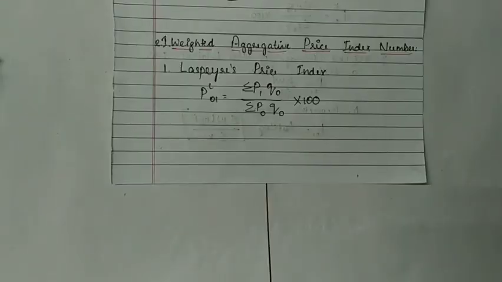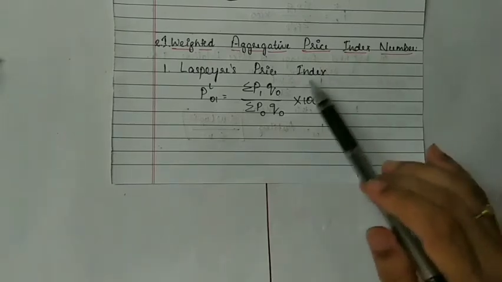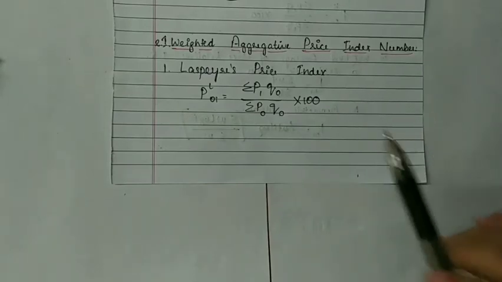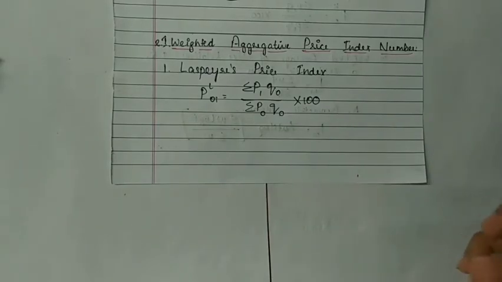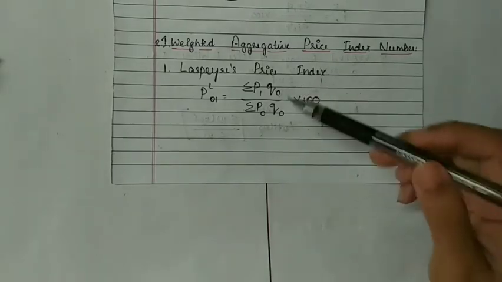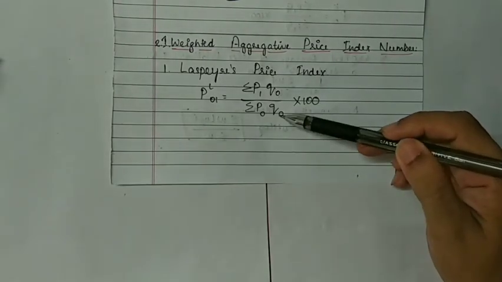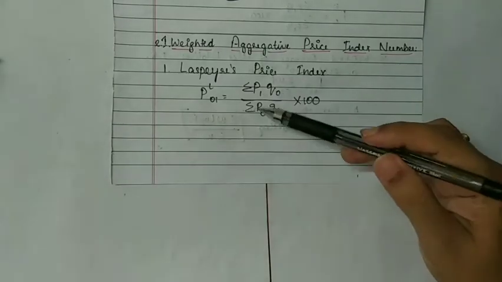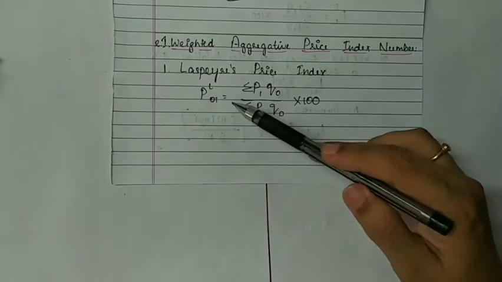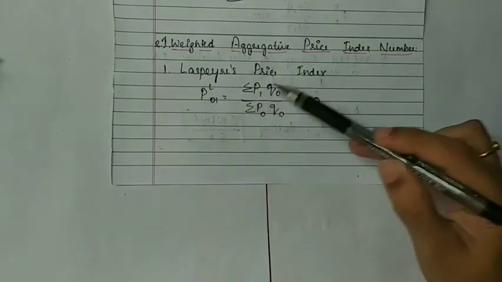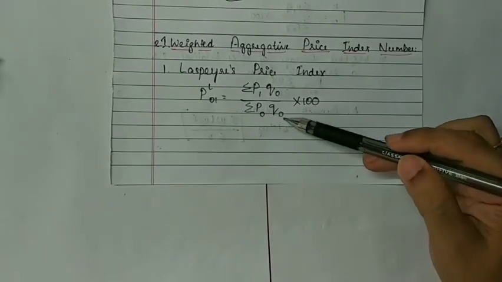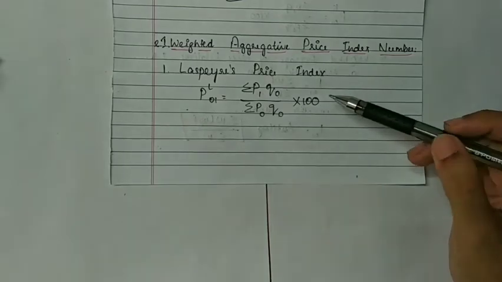So, under weighted index numbers, the first method is weighted aggregative price index number. In that, the first one is Laspeyres price index. In this method, the price index numbers are calculated by keeping base year quantities, so base year quantities are used as weights. Our formula will be P01 of L is equal to summation P1 Q0 divided by summation P0 Q0 multiplied by 100.